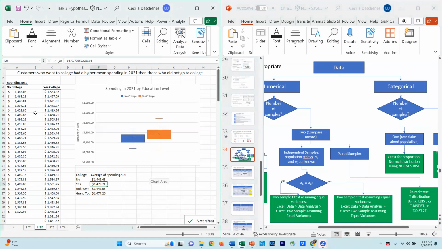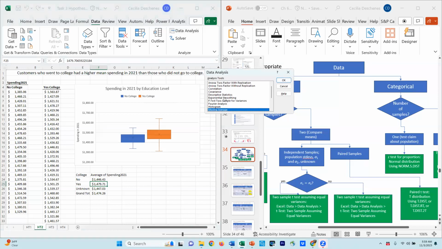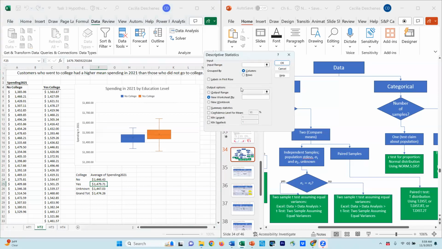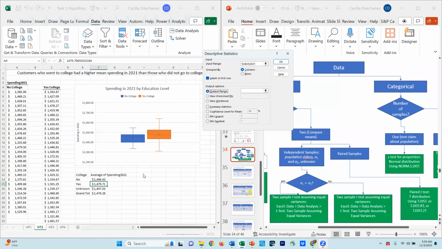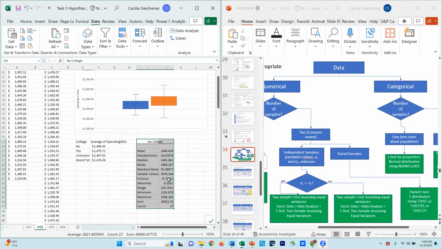So in this case, I'm just going to go to the data tab, data analysis. And you guys did this for part 1, task 2, part 1. So hopefully this would feel very comfortable. So for the input range, I'm going to go with the no college folks. And I will say that there are labels in the first row, and I'm going to put the output right here. And I'll hit summary statistics. All right, so that's going to give me this information right here for no college.